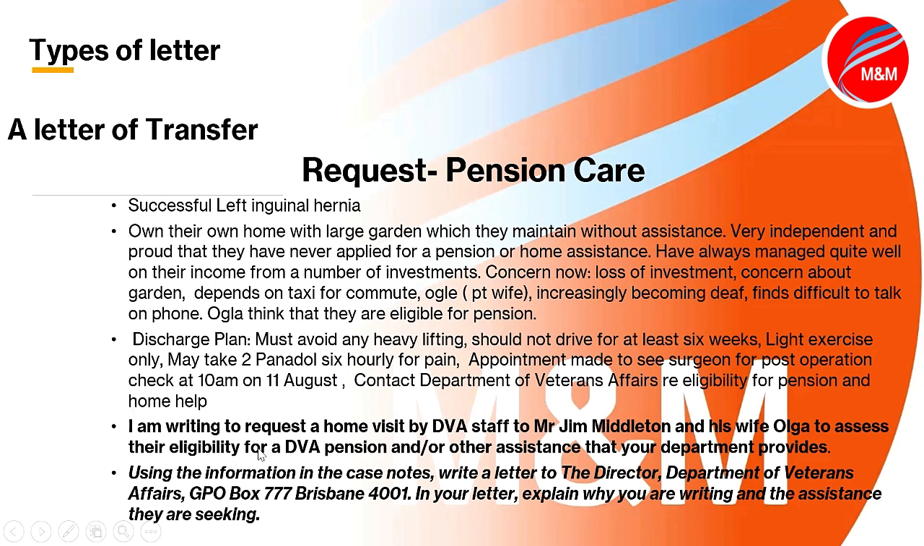They have to assess if the patient is eligible for a pension or not. So we can just write down, I'm writing to request a home visit by Department of Veteran Affairs staff to Mr. Jim XYZ and his wife to assess their eligibility for the Department of Veteran Affairs. We write in full form. I just have written the short form, or other assistance that your department could provide. So you can see we are writing this letter in that regard, right? Anyhow, so this can be written as a request for pension care, right?